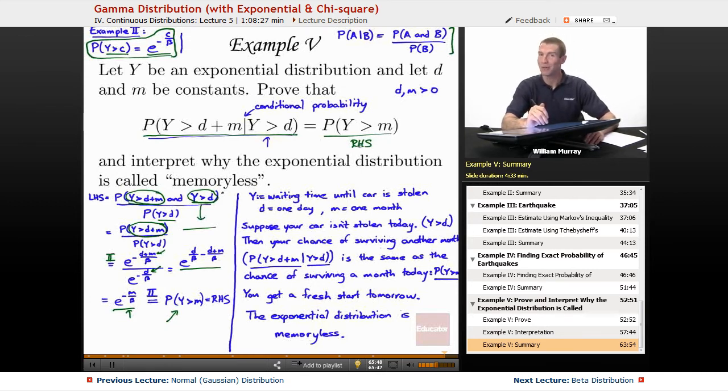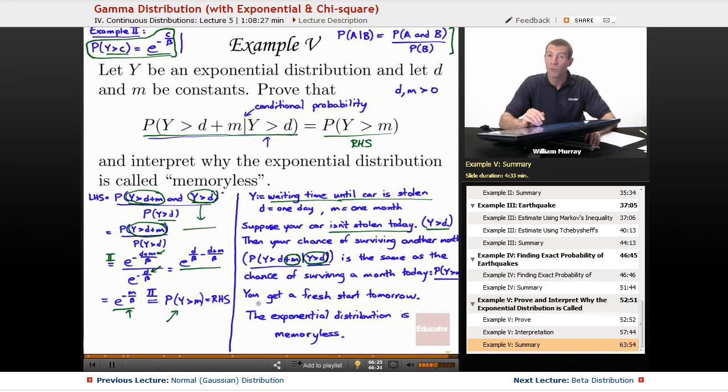So it's one thing to prove that the equation is true. It's another thing to interpret it and really understand what it means. So I said, let's interpret this as a waiting time until something happens, in this case, until your car is stolen. So this is saying that if y is bigger than d, that means your car is not stolen today because you're waiting more than one day for it to be stolen. What's your chance of surviving an additional month after today? So here's that additional month. That d plus m is the additional month given that you made it through today.